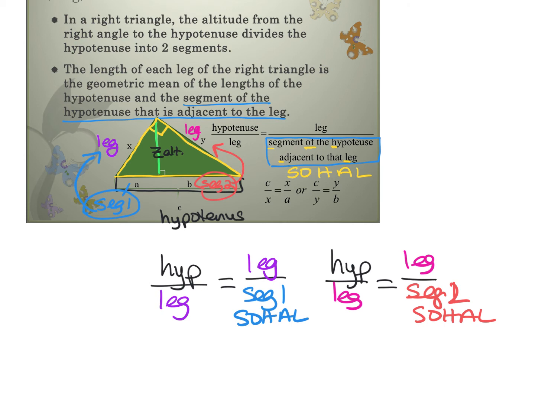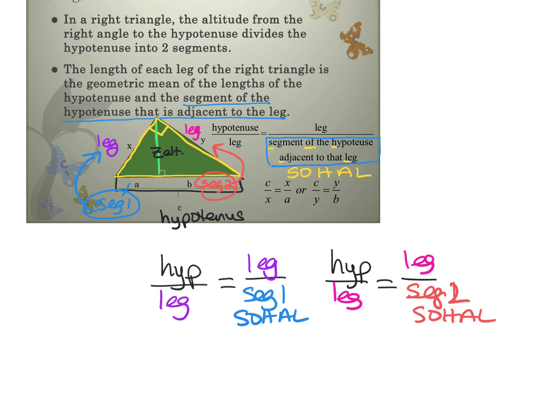Remember, you can also realize you have 3 similar triangles here. Again, you can just use the proportions like you did in chapter 8 also to find missing pieces. But it's nice when you have different places that you could put your numbers.